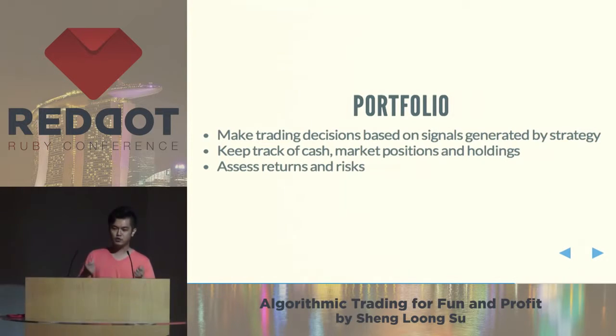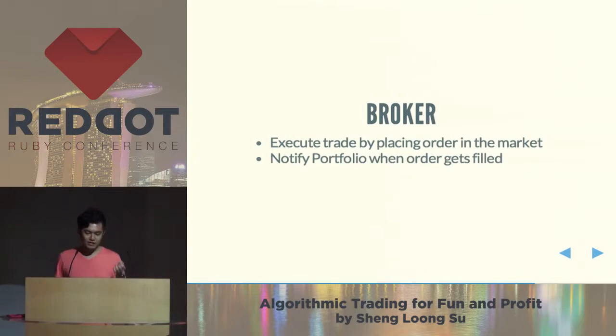Most importantly, it helps you to assess returns and risks because you have to know your profit and loss as well as your risk. You can use a few metrics like the Sharpe ratio, and you can calculate your drawdown, things like that. The last component is the broker. It's a piece of code that executes trades by placing orders in the market. Of course, in a backtesting environment, you would want to simulate the market behavior. But in a live trading environment, you will want to invoke your broker's API to actually place the order in the actual stock exchange.